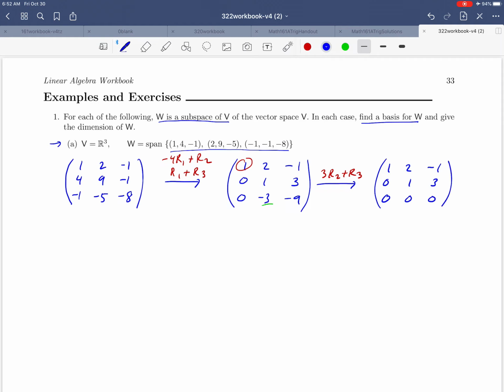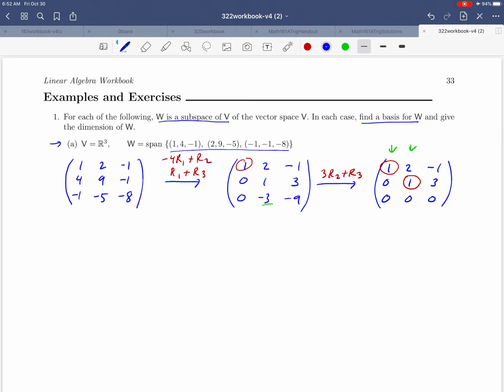There's our echelon form. And where are the pivot positions? Well, there's the first non-zero entry in the first row, first non-zero entry in the second row, and then we've got no non-zero entries in the third row, so just two pivot positions. Our general principle tells us that means we just need to take the vectors corresponding to these first 2 columns, and that's going to give us a basis.